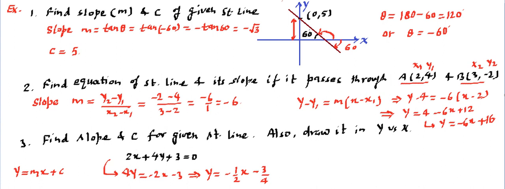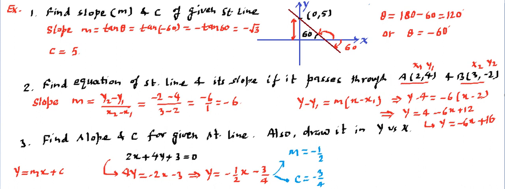Can you deduce the value of m and c out of it? Yes. From here you will find the value of m will be equal to minus 1 by 2. You see the negative slope. And you will also be able to decide what the c value is. It's minus 3 by 4. That means the y-axis intercept is going to be negative.